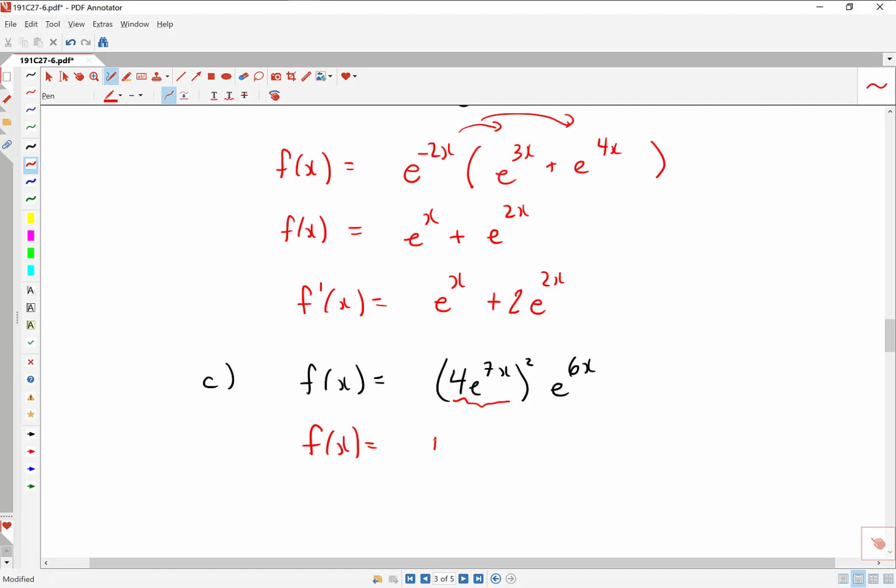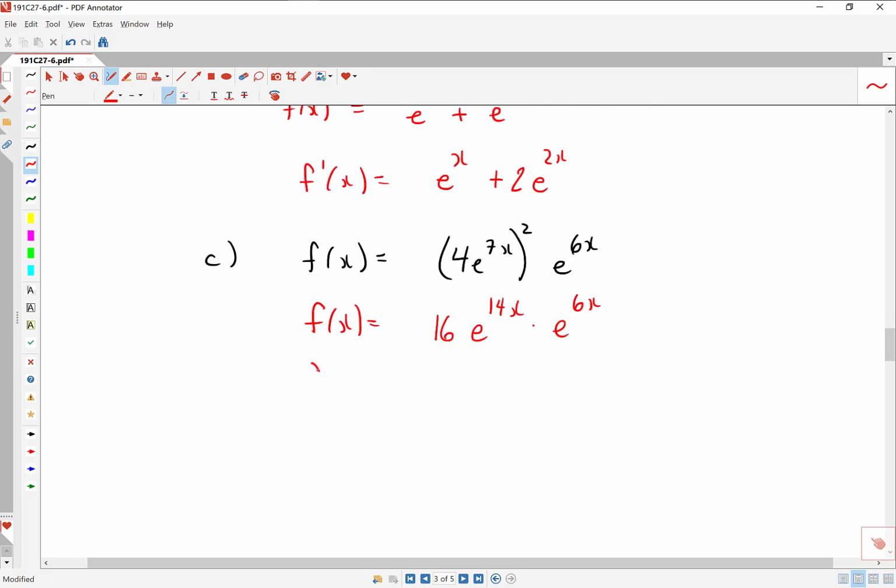The 4 will get squared to give us 16. And if you square the e^(7x), remember that when you're raising something with an exponent to a power, the exponents will multiply. So it's e^(14x). Or if you think of that differently, you're multiplying e^(7x) with itself. So e^(7x) times e^(7x), the exponents will add to give you e^(14x). And that still needs to be multiplied by e^(6x). So let's do one more step of simplifying before we do our derivative. It's 16e^(20x) is what we've got there.